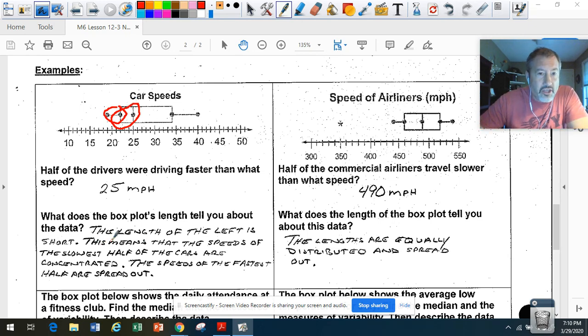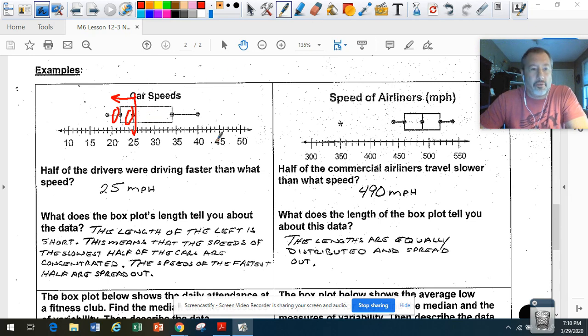It says this means that the speeds of the slower half of the cars are concentrated. So if we're looking at the slower half of the cars, that's this side here. We have a lot of people that are going slower because this is not very spread out.